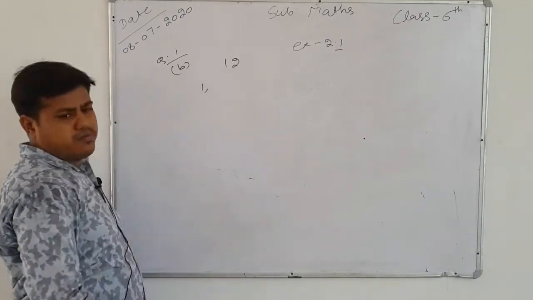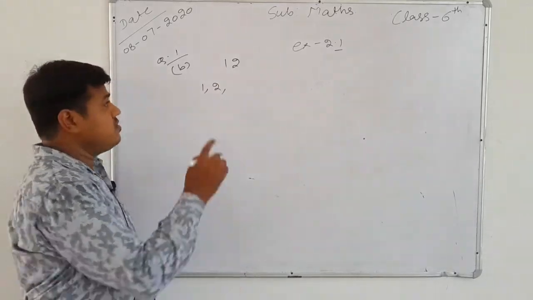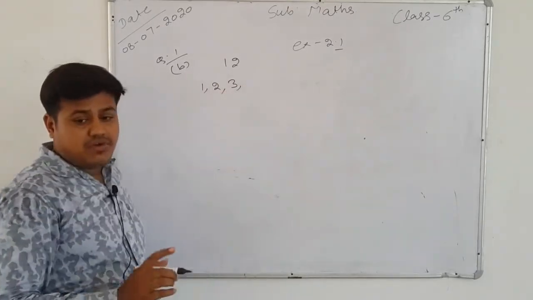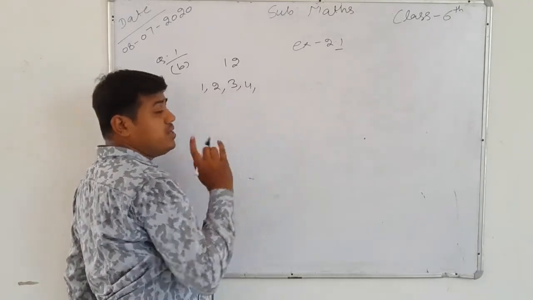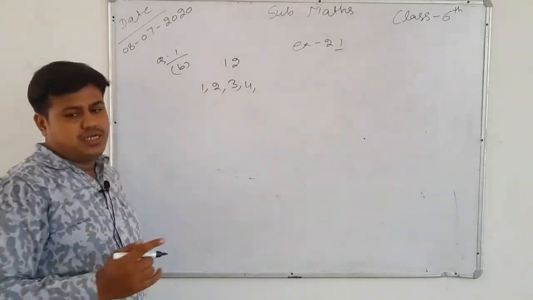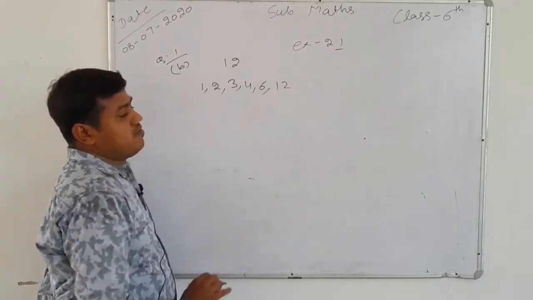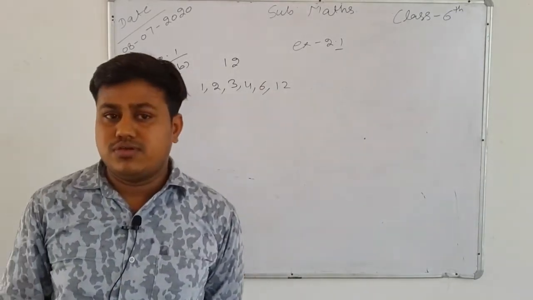12 is divisible by 1. 12 is divisible by 2. 12 is divisible by 3. 12 is divisible by 4. Completely divisible, there is no remainder. If we divide 12 by these numbers, there is no remainder. If we divide by 6 and by 12, so these are the factors of 12.